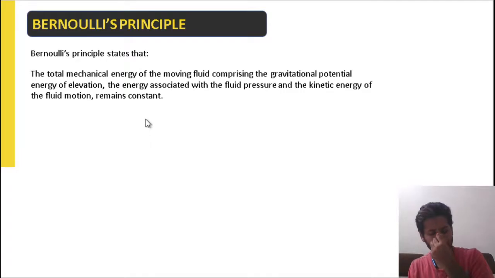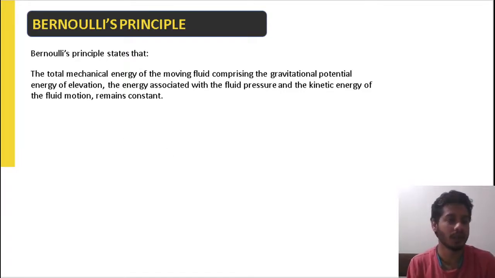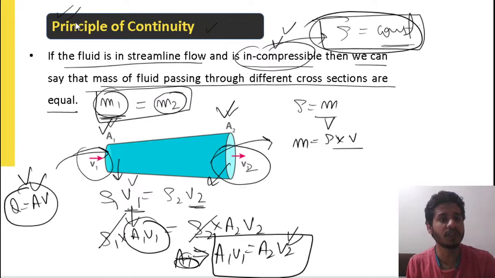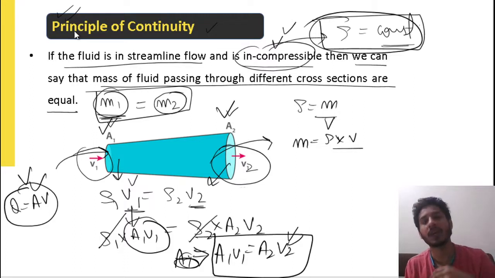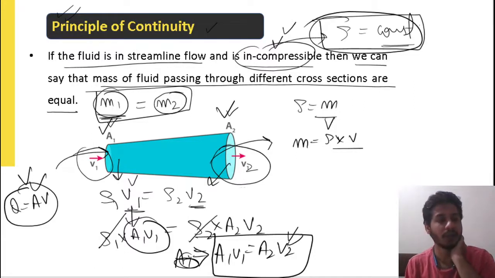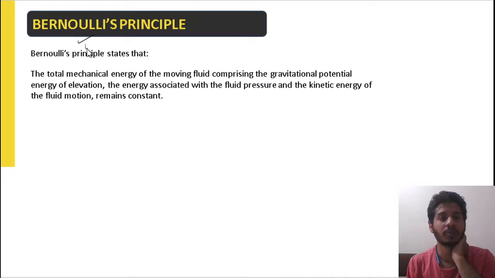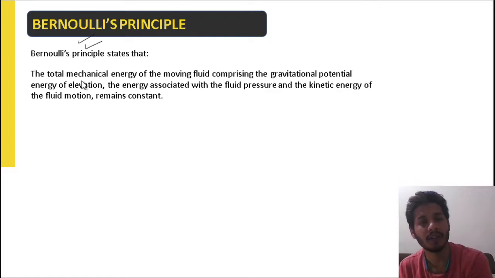What is the Bernoulli principle? This continuity equation deals with the conservation of mass, that the mass remains constant. And Bernoulli principle is basically the conservation of energy. Total mechanical energy is basically the sum of gravitational potential energy, kinetic energy, and pressure energy.